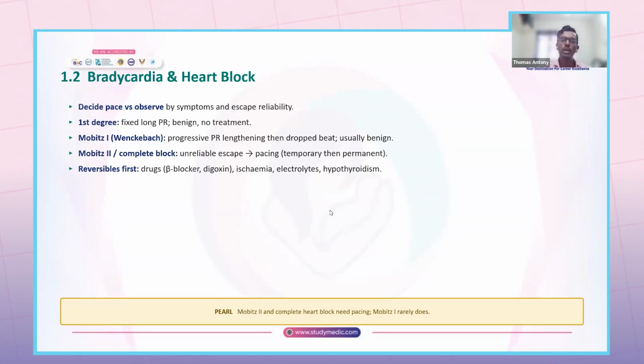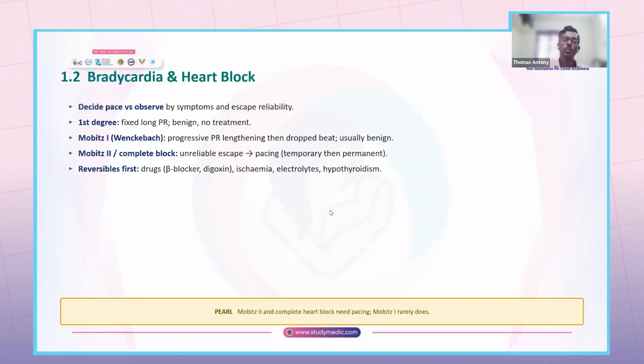So in first degree, we have a fixed long PR interval. The PR interval is usually more than 200 milliseconds, and every P wave is followed by a QRS complex. So what you see is a fixed long PR, more than 200 milliseconds. This is usually benign. Nothing usually happens except for a lower rhythm or a lower rate, and no treatment is usually required. So this is the first degree block.